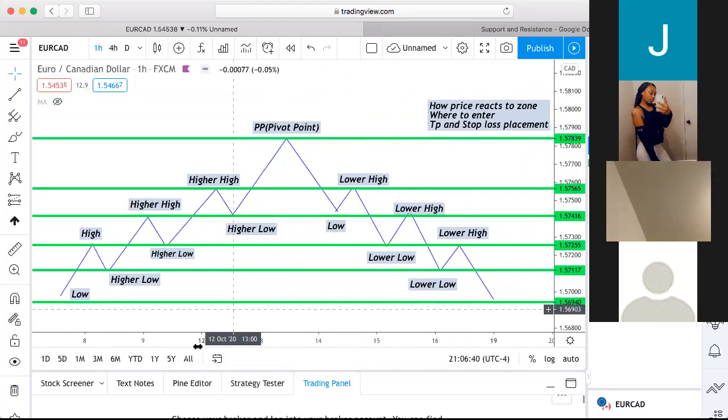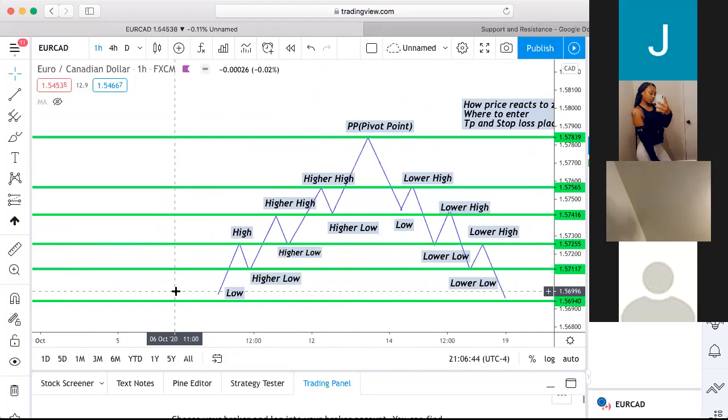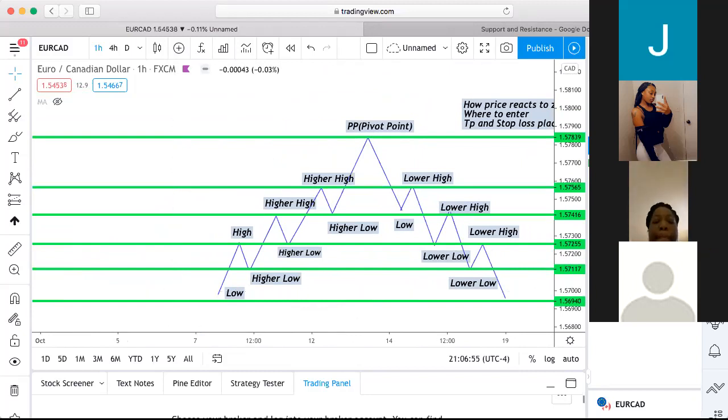Mike, don't say anything. I know you know. Where would you enter at? What's the biggest move that you see on the uptrend? The biggest move. What's the biggest move? So check this out. The biggest move is going to be the higher high, right?